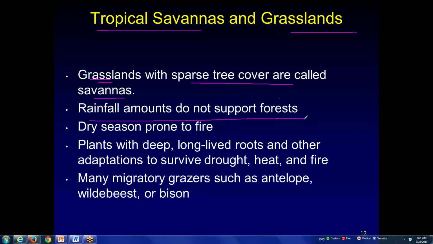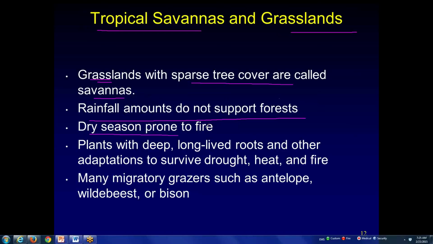Rainfall amounts do not support forests. Again, we don't have dense forests. We do have a lot of grasses, and of course they are very good for large mammals. So we find a lot of large mammals here in tropical savannas and grasslands, large herbivores like wildebeest and zebras and kudus and impalas, and then we have lots of large predators that feed on them. So it's a great place to observe wildlife. And of course it's more open too, so you can see them.